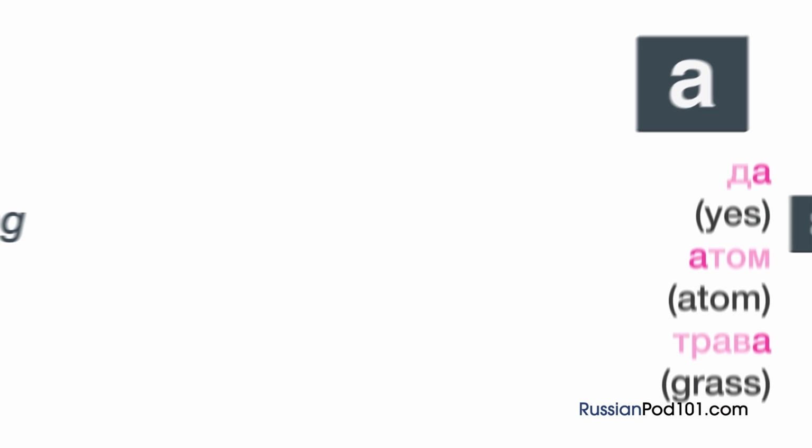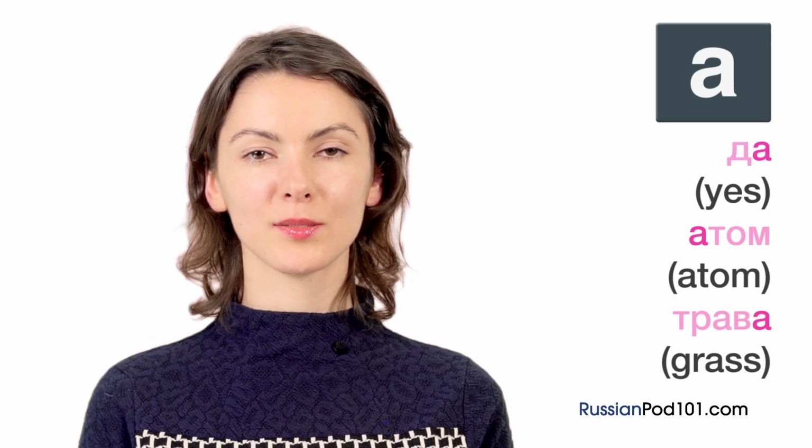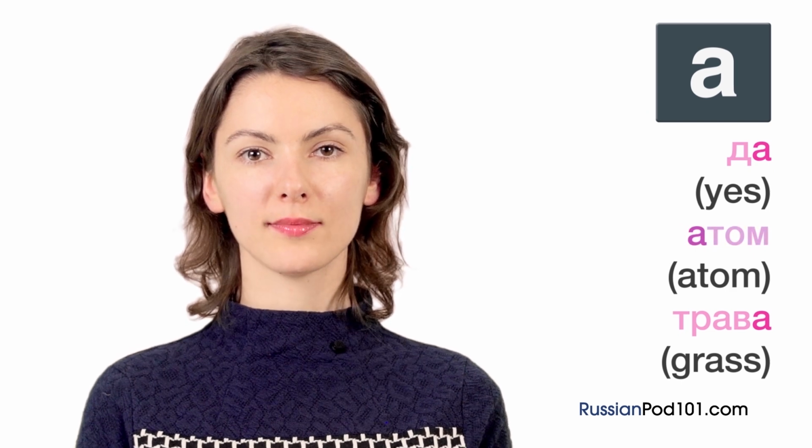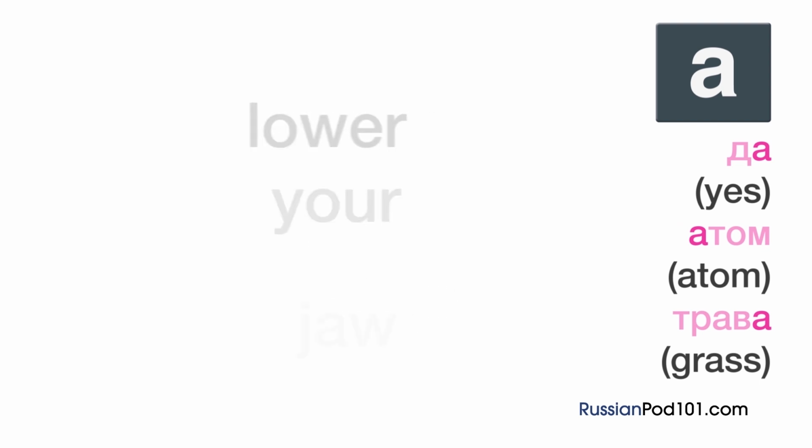The first vowel is А. Да. Атом. Трава. This vowel sound is identical to the A in far. Be sure to lower your jaw and allow the mouth to open completely.